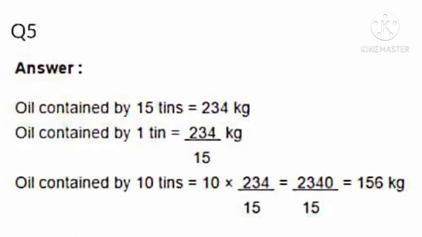Okay. Next, question number 5 is, if 15 tins of the same size contain 234 kg of oil, how much oil will be there in 10 such tins? So oil in 15 tins is 234 kg. So oil contained in 1 tin is 234 by 15. That means oil in 10 tins will be 2340 divided by 15, that is 156 kg.